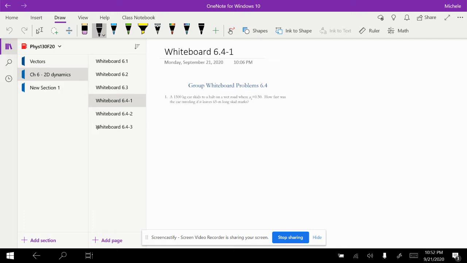So I'm going to draw a road and then a car. It's starting, let's say this is x equal to 0. It ends up over here at x final, and it's moving this way.